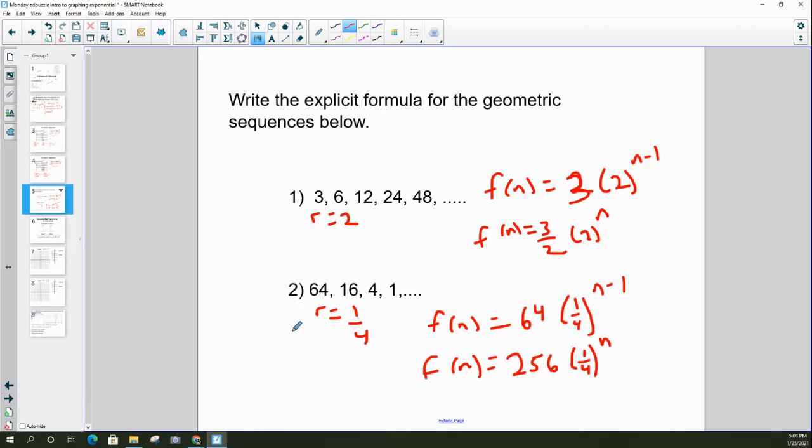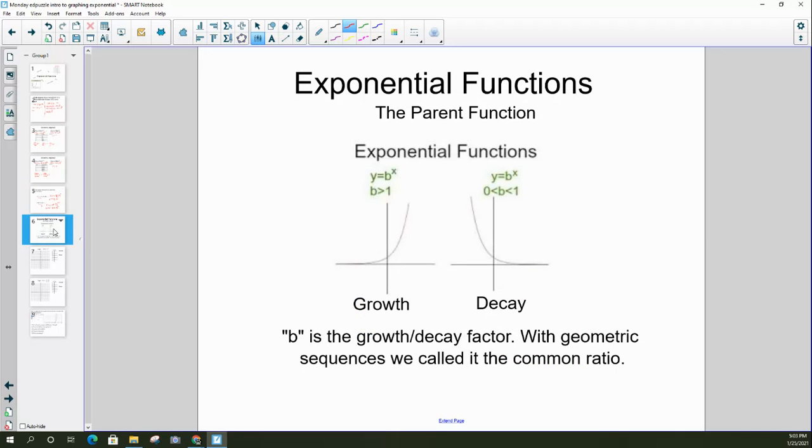Right, we need to know the common ratio. We need to know if we're starting with the first term or the zero term. We know which exponent to use. But these explicit formulas are turning into what we're now going to call exponential functions. And so we want to look at the parent function, okay, and look how these are graphed. All right, so the parent function is just simply y equals b to the x.